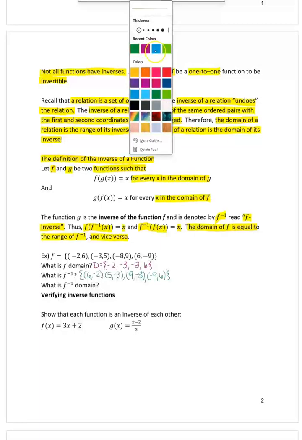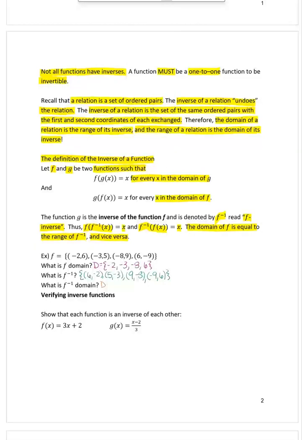Now, let's find our domain of this. So it's going to be 6, 5, 9, and -9. Okay? Right on.